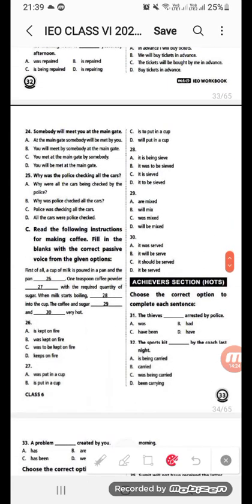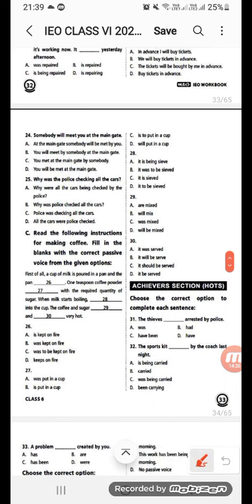Number 24. Somebody will meet you at the main gate, and the correct answer will be, you will be met at the main gate. Number 25. Why was the police checking all the cars? And its correct answer will be, why were all the cars being checked by the police?